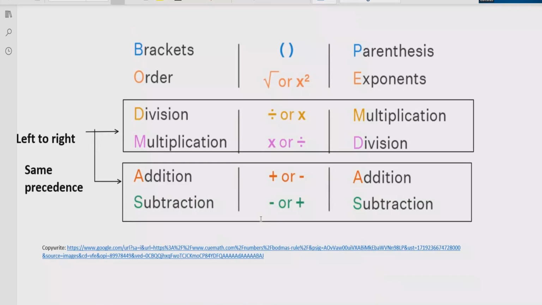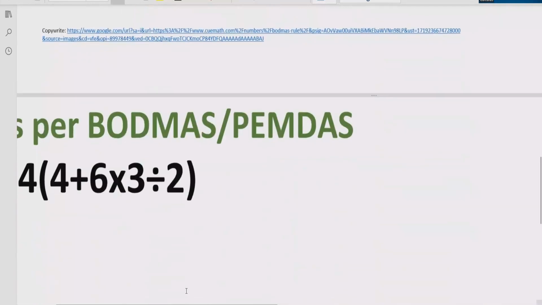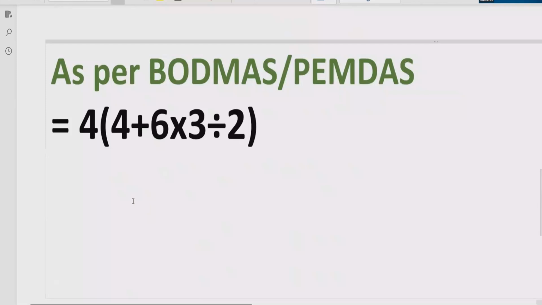Step number 3 is you have to see division and multiplication. You have to go left to right in your expression and find out division and multiplication. Step number 4 is you have to see addition and subtraction. So you have to go left to right in your expression and find out addition and subtraction. Both have similar precedence, so you can solve any of them which is coming first. Now move forward to solve the given expression.